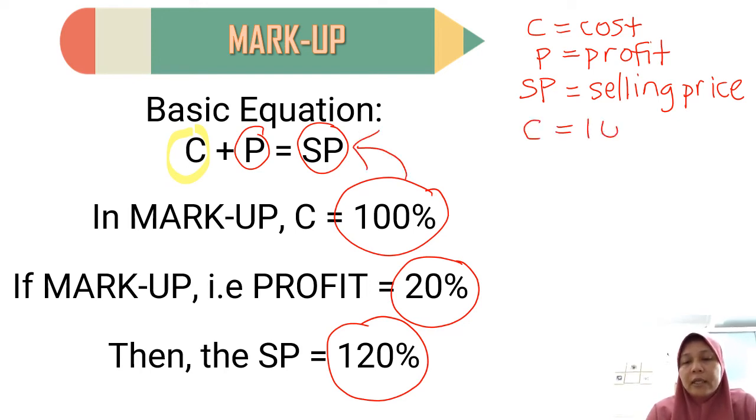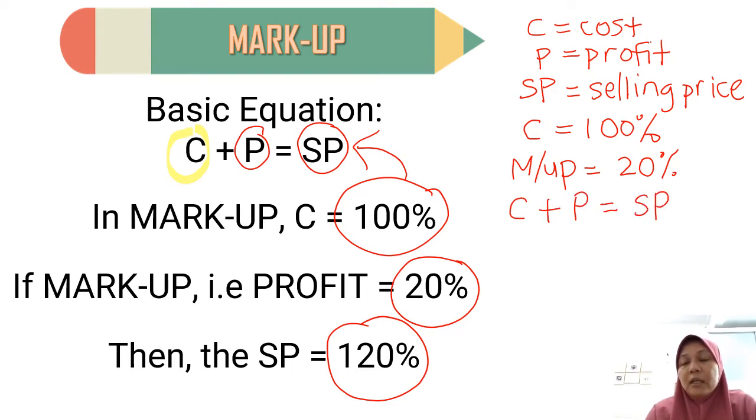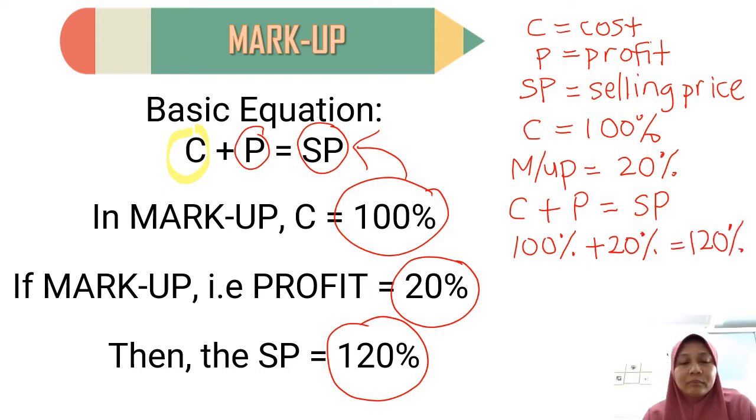Cost 100% and the percentage of markup of 20%. Since the equation stated that C plus P, in this case markup, equals selling price, 100% of cost plus 20% of profit would give 120% of selling price.